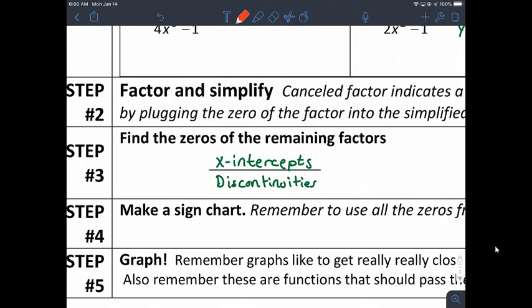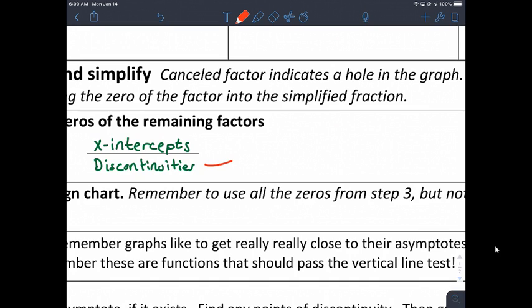And we need to remember that there are 2 different types of discontinuities. Those 2 different types are removable discontinuities, which are going to be your holes, and you have non-removable discontinuities, which are going to be your vertical asymptotes.